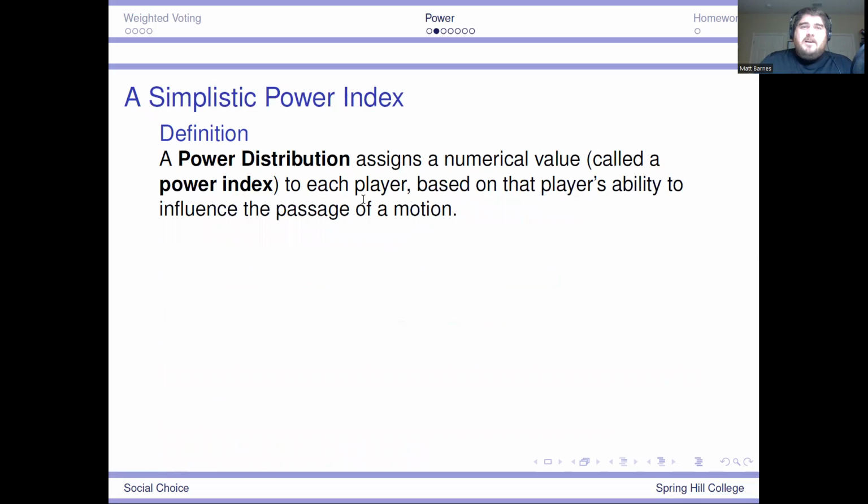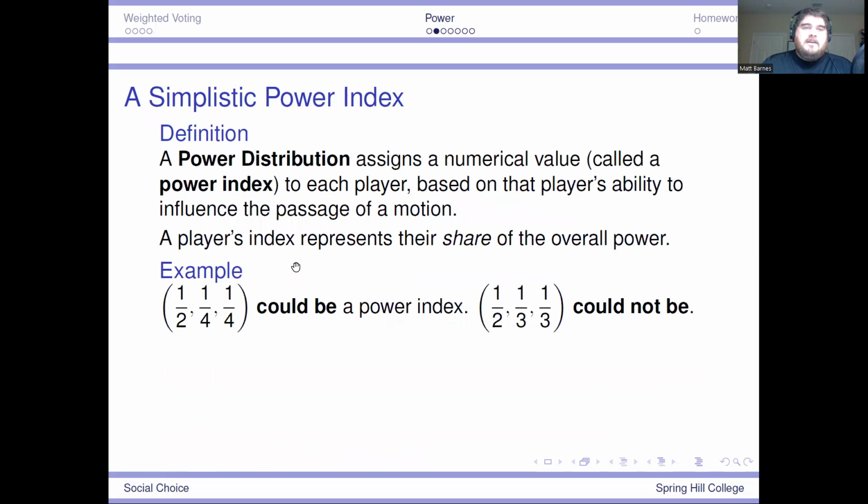So let's look at a power index for this. Now, a power index is just a way to assign a number to how powerful we think a certain player is in this weighted voting system. So this is going to represent their share of the overall power. If we imagine we start with a power of 1, and then we break that up amongst our players into a bunch of fractions, then we'll get what we call a power index. It's just going to look like parentheses and then the powers of each of the players, again, in descending order. So player 1, player 2, player 3, and so on.